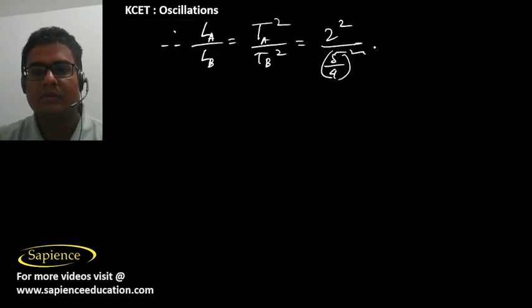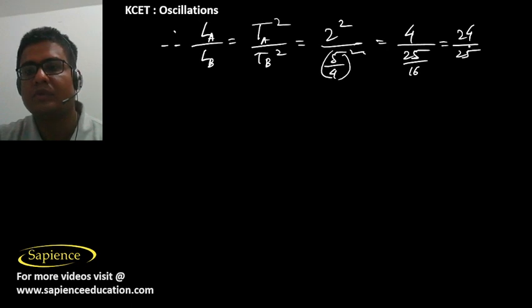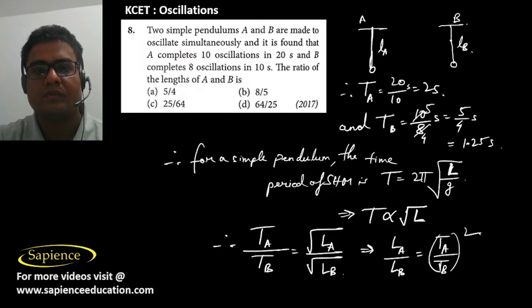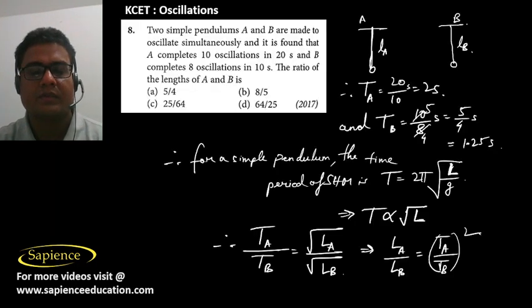So this will be equal to 4 by 25 by 16. So this will be 16 4s are 24, 24 by 25. Okay, so this is the ratio of the lengths.